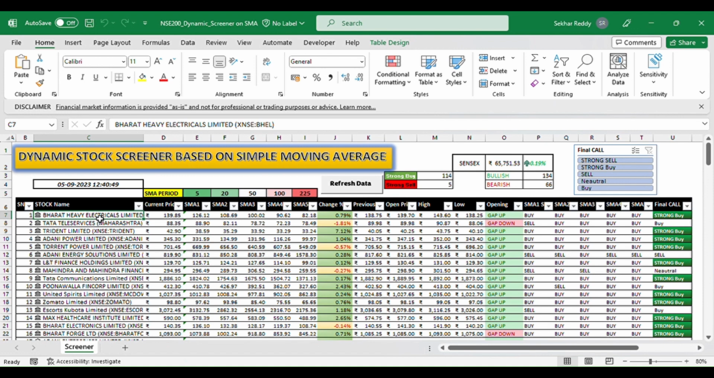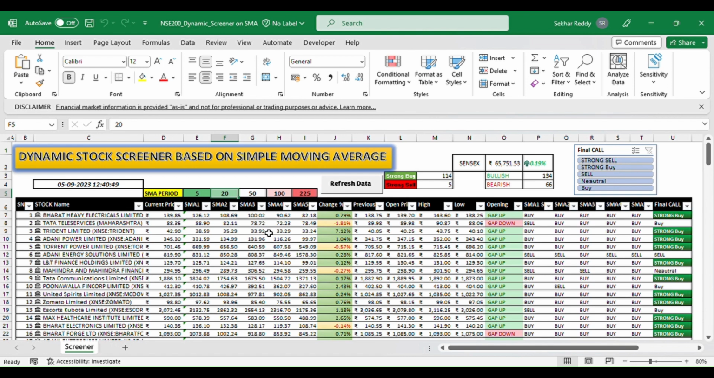In this case BHEL, the SMA of 5 periods is 126 rupees, which means for the past 5 days it is trading at an average of 126 rupees. And the SMA for 20 would be 108, which means for the past 20 days the average price is 108 rupees. Here we can have multiple periods like 50, 100 and 225 or 250, or 200. Max would be looking at 200.